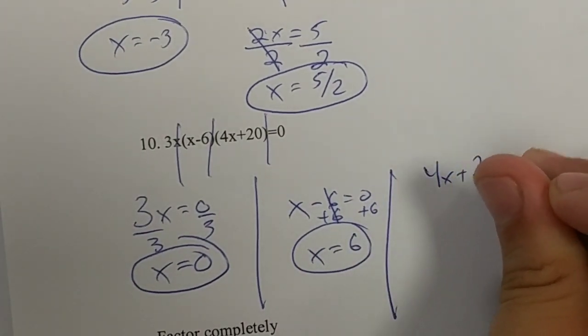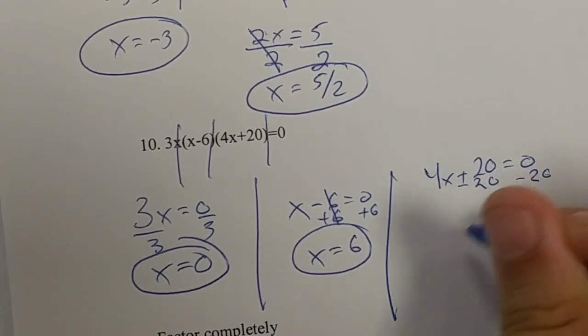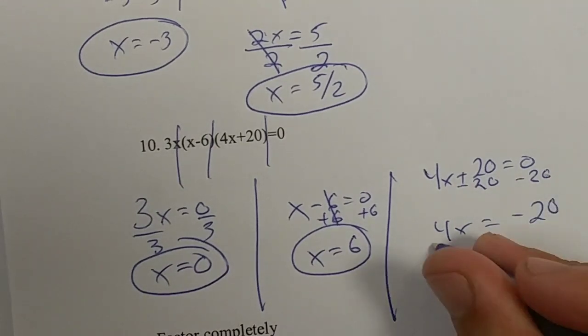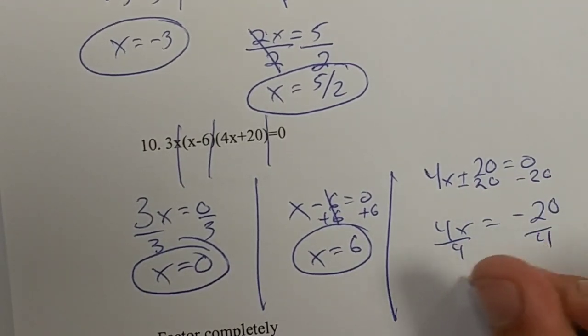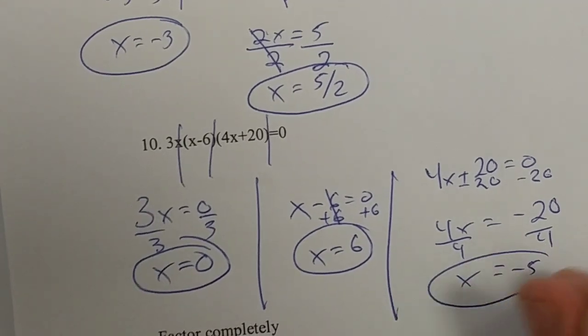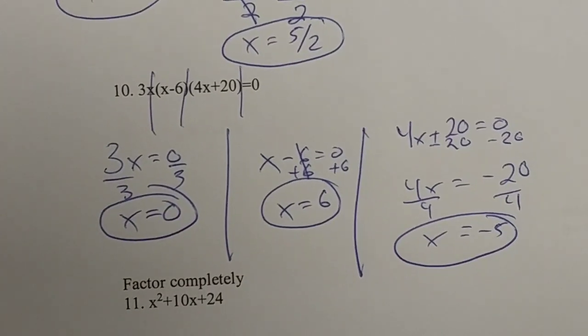4x plus 20 equals 0. Minus 20, minus 20. 4x equals negative 20. Divided by 4, divided by 4. X equals negative 5. So your three answers are 0, 6, and x equals negative 5.